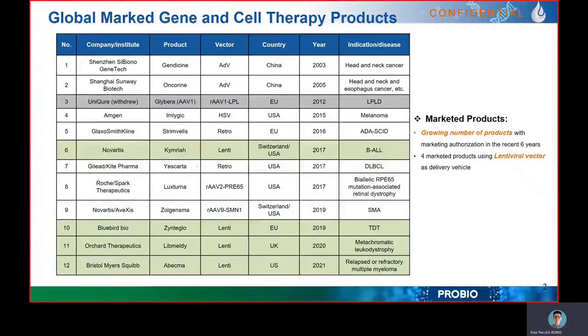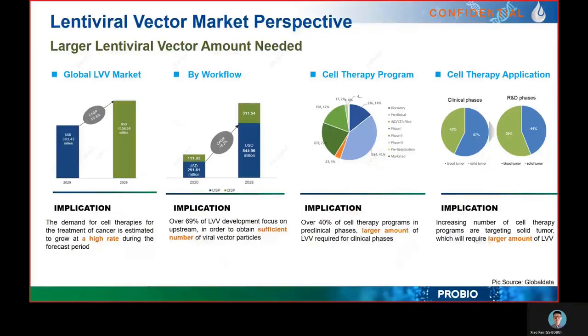Currently, there is a growing number of products with marketing authorization in the recent 6 years. And as can be seen in this table, there are 4 marketed products using lentiviral vector as delivery vehicle. With that, there is currently large lentiviral vector amount needed.